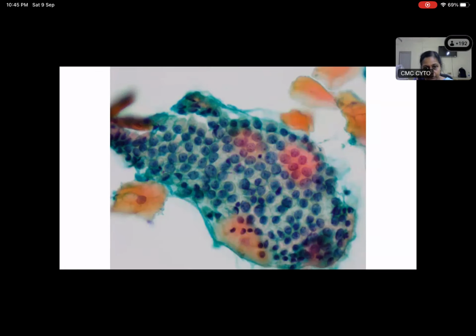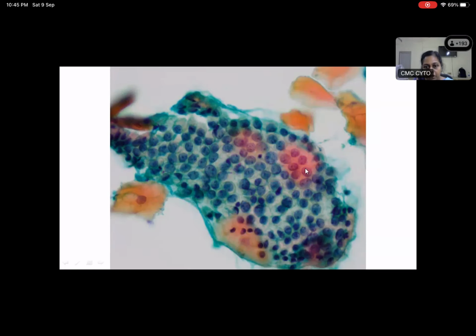So here again you can see that picket fence appearance, and the nucleus is pushed to the bottom because this part of the cell is occupied by mucin. So here the polarity is maintained with nucleus at the bottom and mucin at the top of the cell. So this is the picket fence appearance of these endocervical cells.